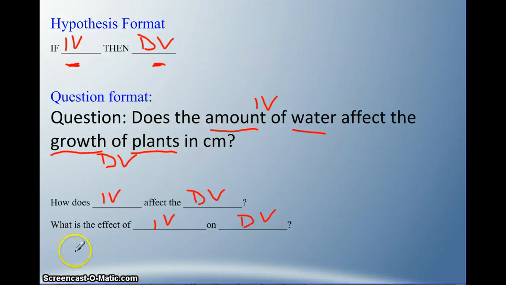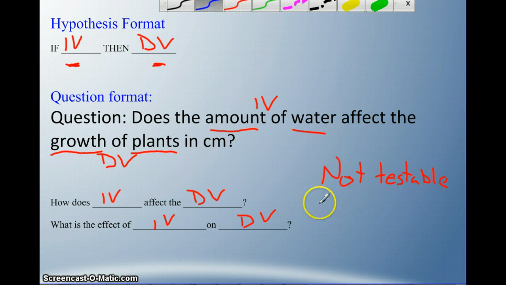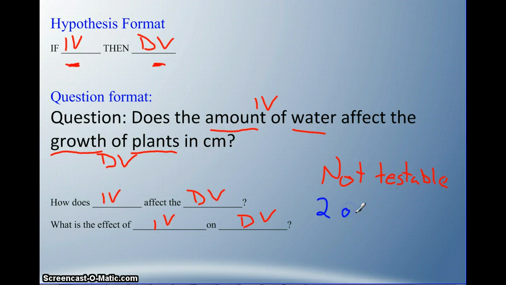Okay? Now, if a question is not testable, it's going to have more than one independent variable. If a question is not testable, it's going to be something that can't be measured. So, a not testable question would be any question that has two or more changes, or independent variables. Or maybe it's not measurable.